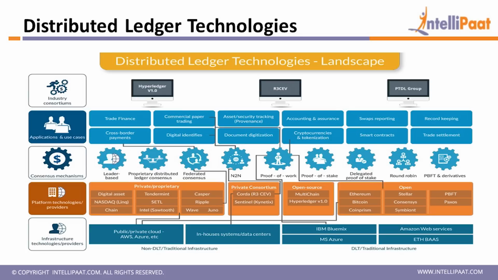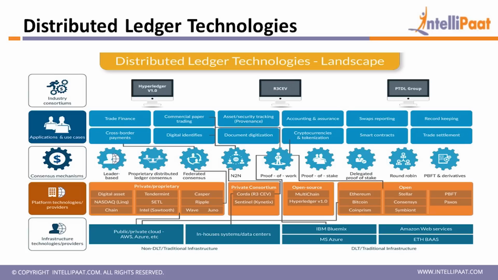Platform technologies and providers can be divided into private and proprietary, private consortium, and open source. Few are open to the market and can be utilized as per individual needs. Examples of private and proprietary providers are Digital Asset, Nasdaq, Chain, Tendermint, Casper, etc. Then your private consortium constitutes Corda R3, CEV, Sentinel, and then comes your open source available blockchain networks or distributed ledgers, called Multichain and Hyperledger V1.0. Then there are multiple open providers like Ethereum, Stellar, BBFT, Bitcoin, Consensus, Paxos, etc.